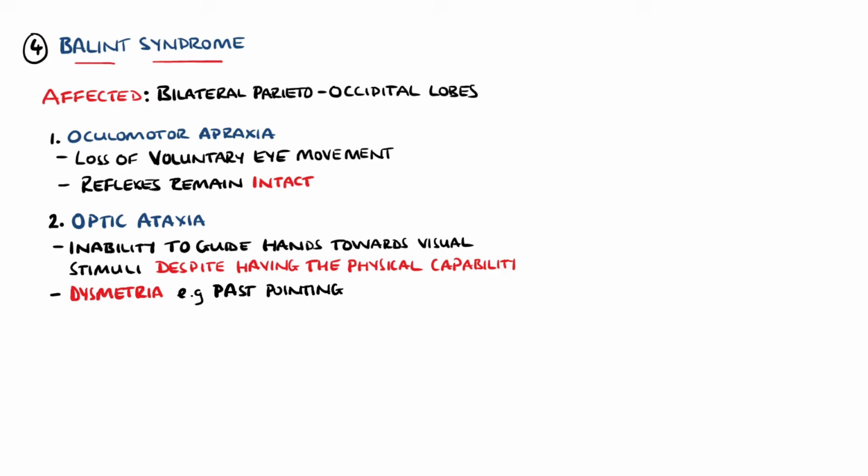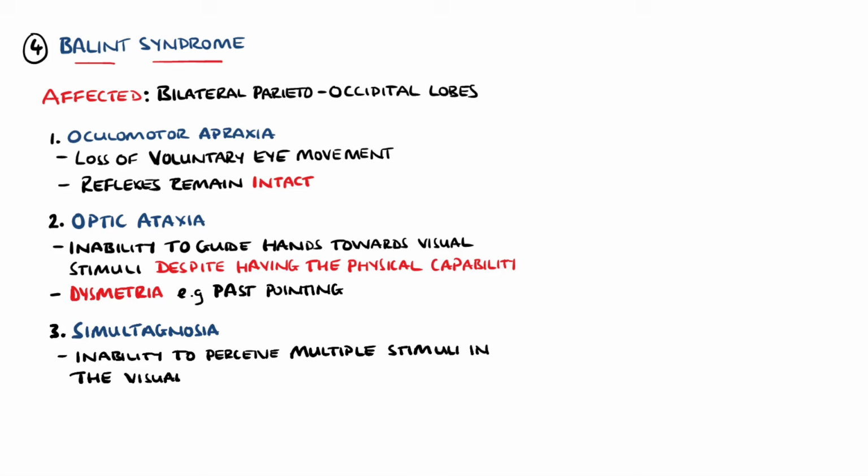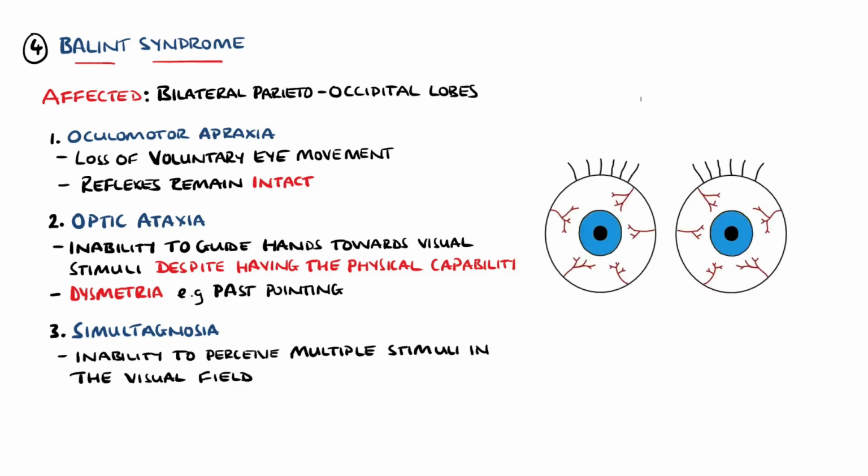Simultagnosia is the third manifestation, which is the inability to perceive multiple stimuli in the visual field, and therefore these patients end up picking out a single object or single element rather than perceiving everything in front of them. Thalamic pain syndrome is seen when the branches supplying the thalamus are affected.